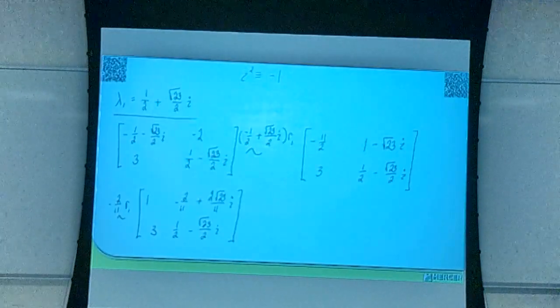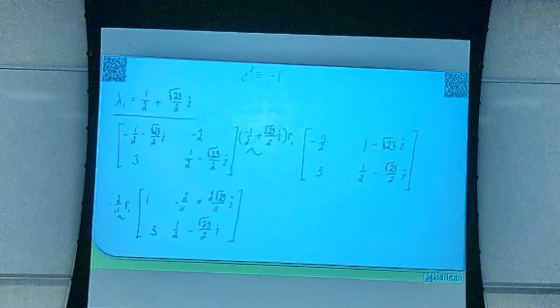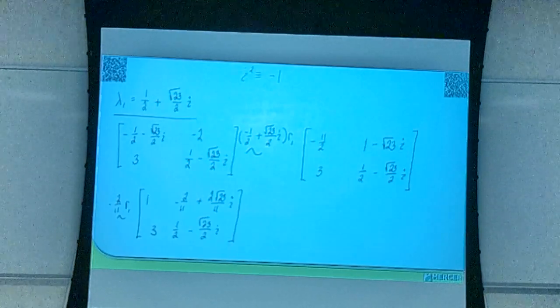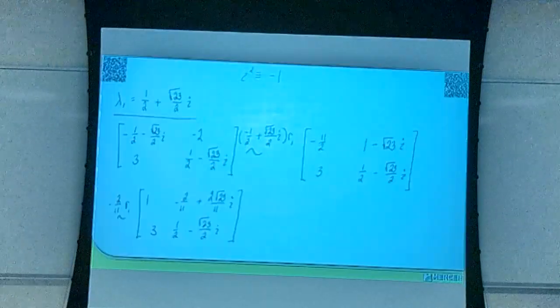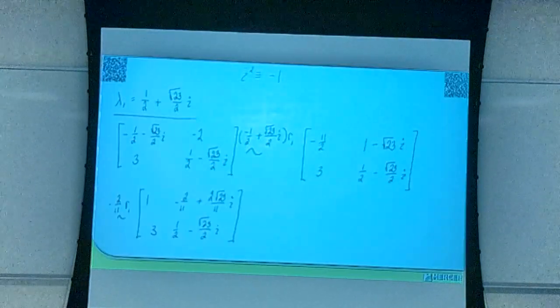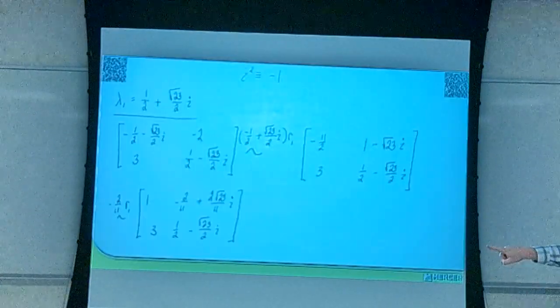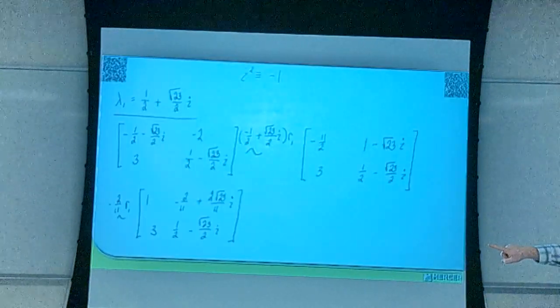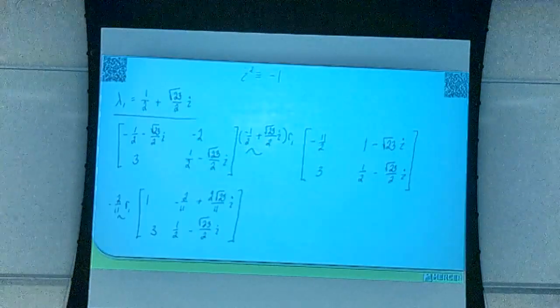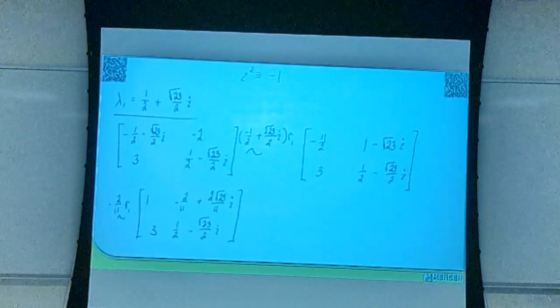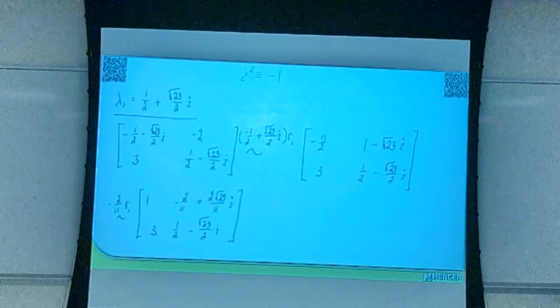That's going to be a problem. So I multiply by negative 3 and add. That's not going to zero out. Uh-oh.